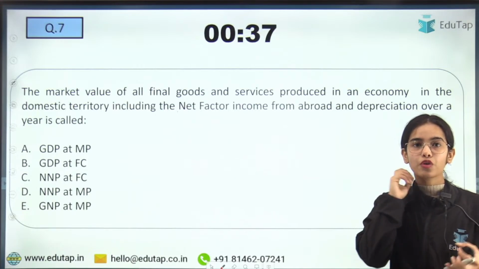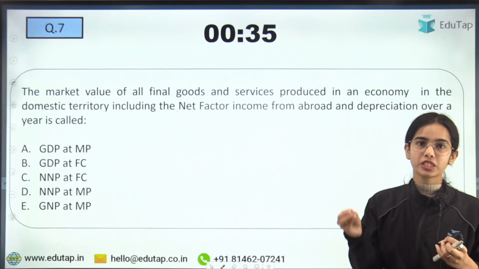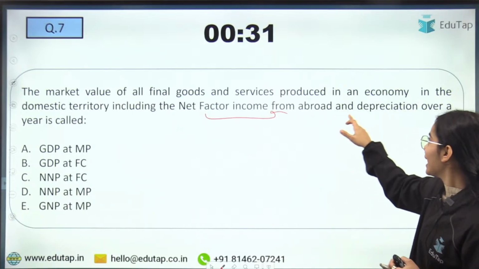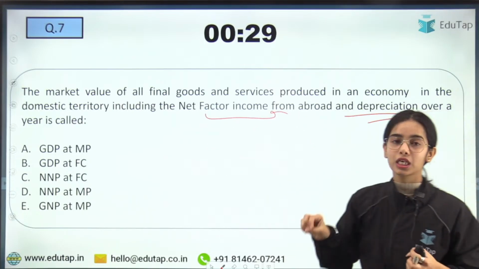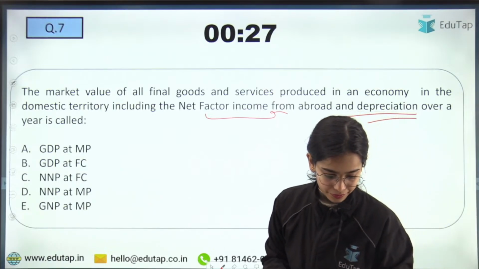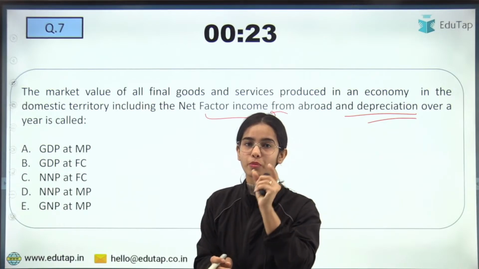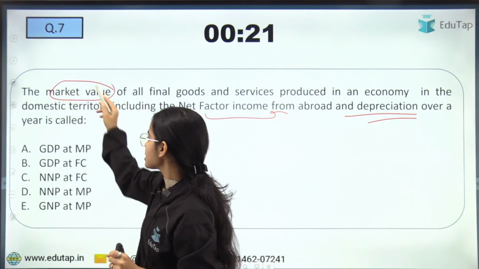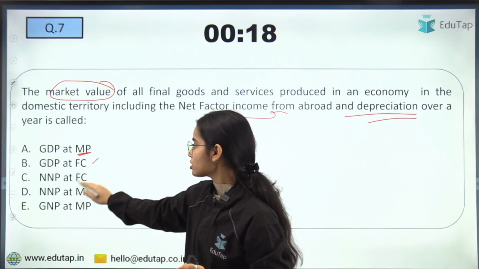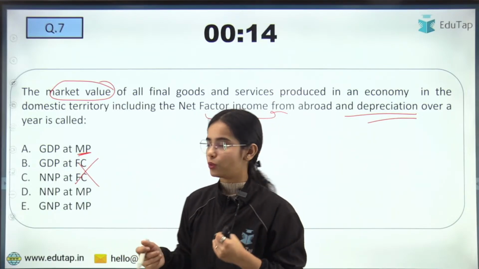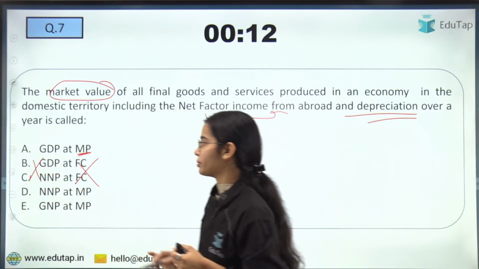The market value of all final goods and services produced in an economy in the domestic territory, including the net factor income from abroad and depreciation over a year, is called which of the following? So first of all, try to understand that here we are talking about market value. Market value means market price. So factor cost cannot be taken because we are directly talking about market value. So these two options have to be eliminated.